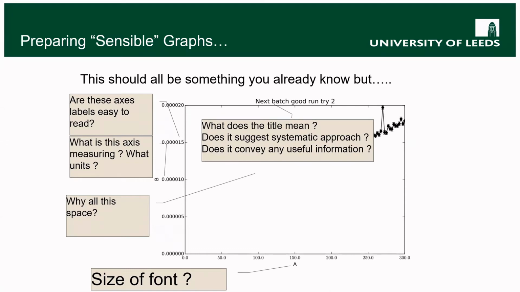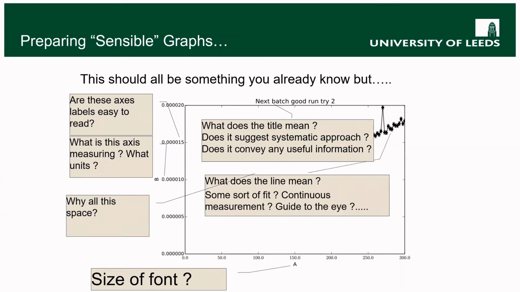Then another common gotcha is the title on the graph. What does that mean? More to the point, is it really suggesting that you've got a systematic approach to how you're numbering your samples? Does it convey any useful information at all to the reader of this presentation? How would they know what batch you're talking about here? Good run, so presumably there were some bad runs. Try two, so maybe you had more than one shot at this measurement. Who knows?